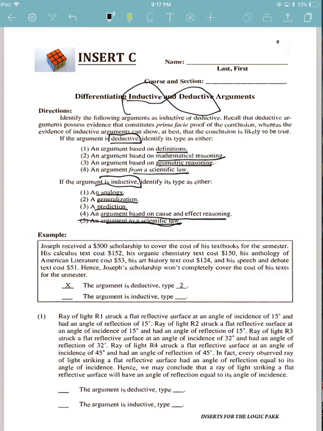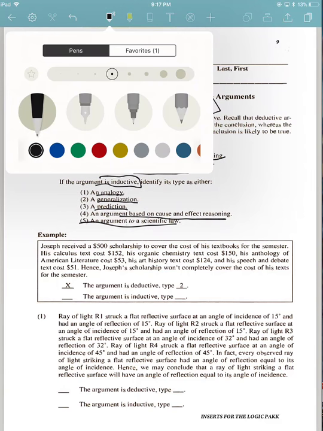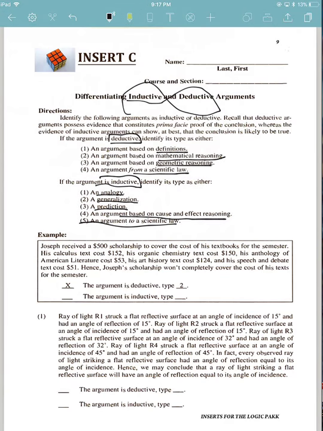But really, it's an argument to a scientific law. Let me tell you the ones I do use on the exam. One thing I don't use on the exam is this idea of an argument from a scientific law. I don't really do that, because I think those are going to be understood in different ways. Your book does go through these different types of arguments, okay?